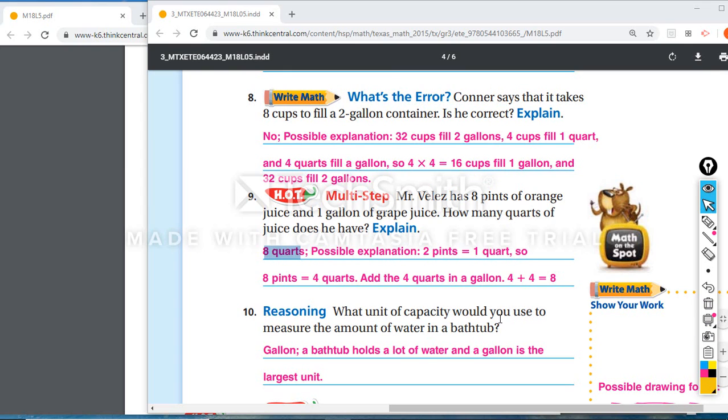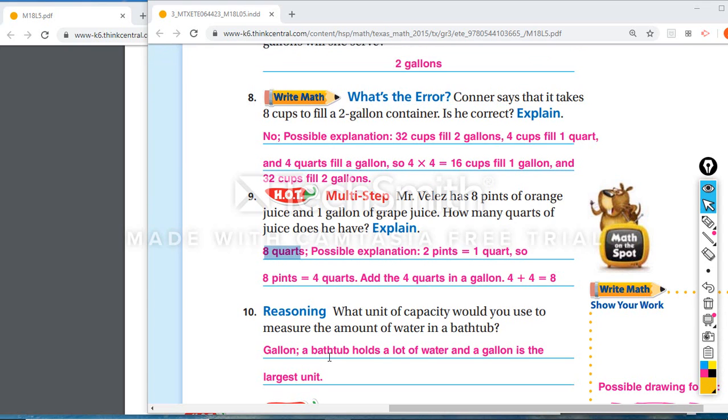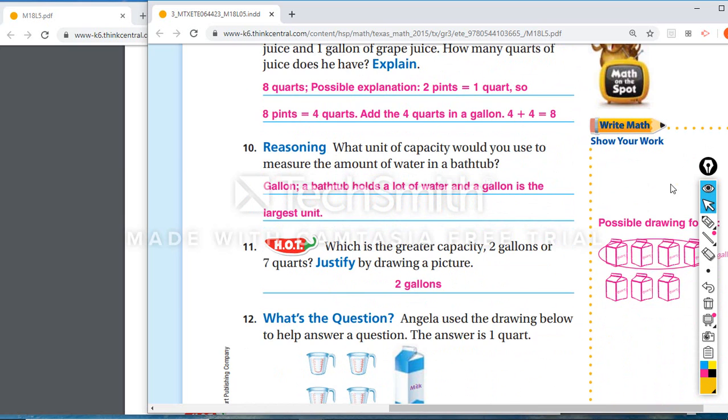So what unit of capacity would you use to measure the amount of water in a bathtub? You would use a gallon, okay? Given the units in this lesson, you would choose the gallon because that is the largest one that you have. You would not use cups. I had someone one year tell me, well, yes, I can fill it up with a cup. It's not asking you if you can fill it up. It's asking which one you would use to efficiently measure the capacity.